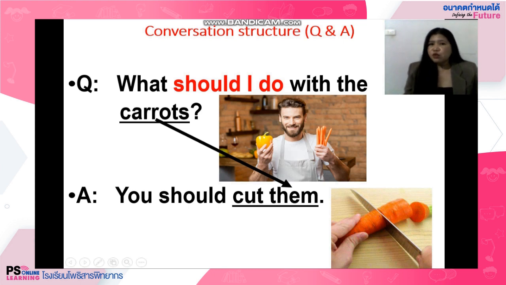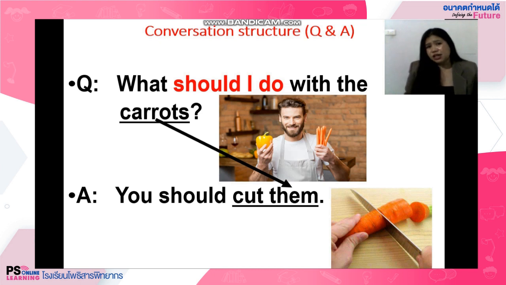But if you say, what should I do with a carrot? That's perfectly fine with me too. It's okay, no problem. What should I do with a carrot? You should cut it. Okay, it, because there is no S with carrot, only one. Or you can say, what should I do with the carrots? But when you add S with your noun, you have to use them for your answer. You should cut them.